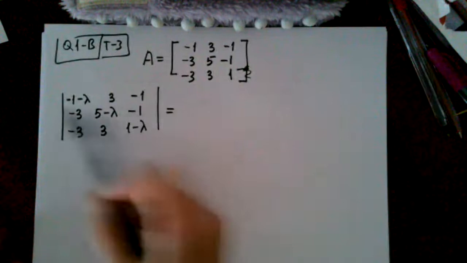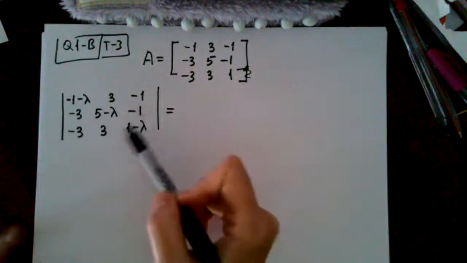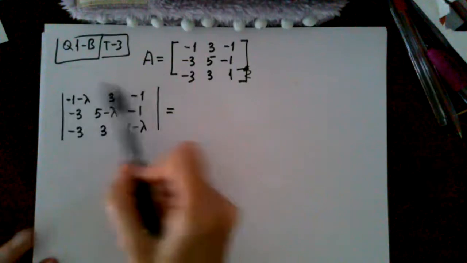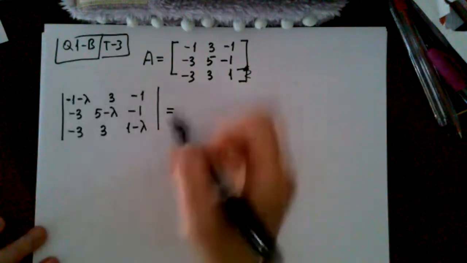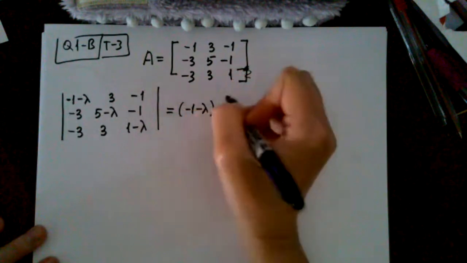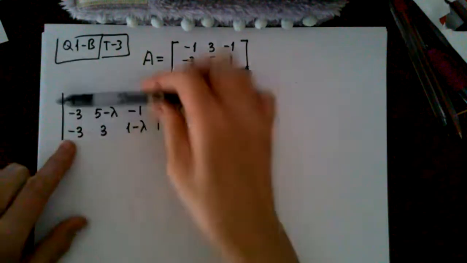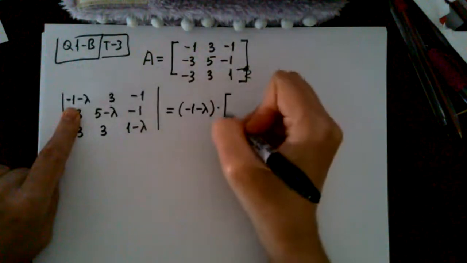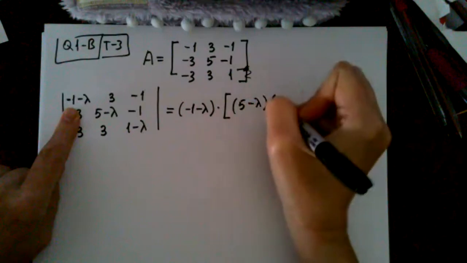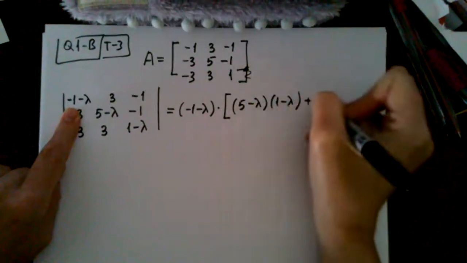So maybe it doesn't make sense to look for some best row or column. Let's just go for the first row. I'm going to do the expansion of this determinant along the first row. So the first element is minus 1 minus lambda times what? We need to cross out the first row and the first column and calculate this determinant. I prefer to put it into brackets. 5 minus lambda times 1 minus lambda plus 3.